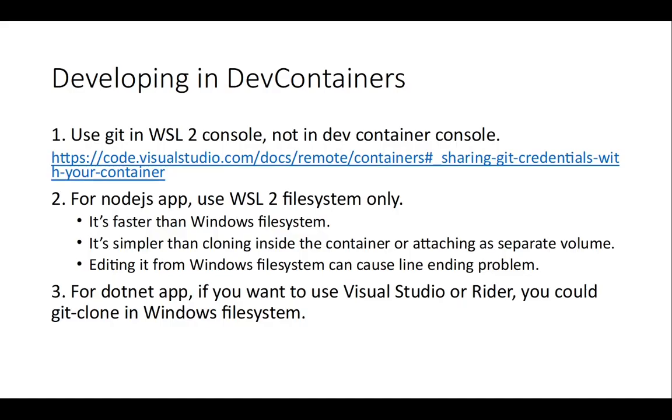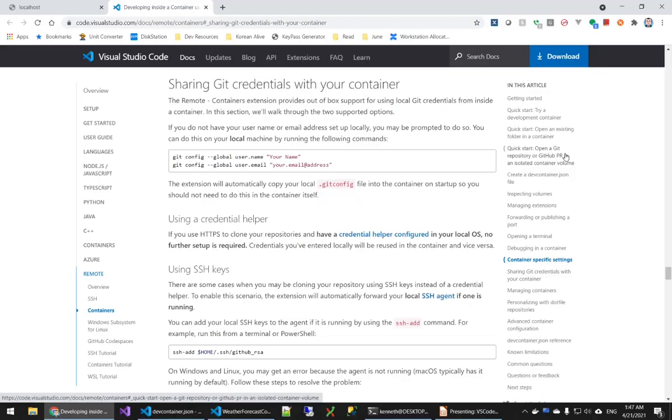There are a couple of things that I learned from this experimentation. First, you want to use Git from the WSL2 console, not in the dev container console. There are ways to manage Git credentials in the containers, and the documentation is available here. But I find it an unnecessary hassle when you can just use the WSL console.